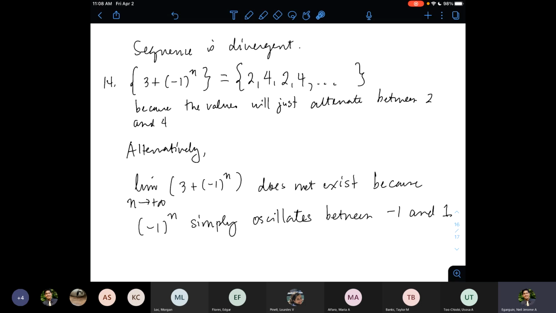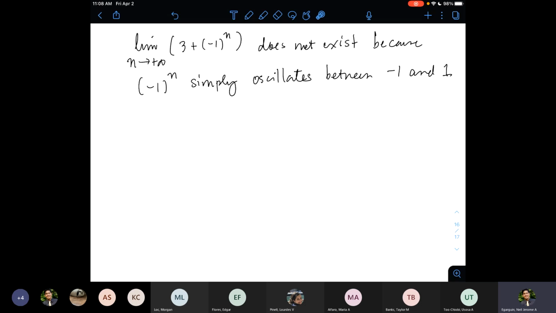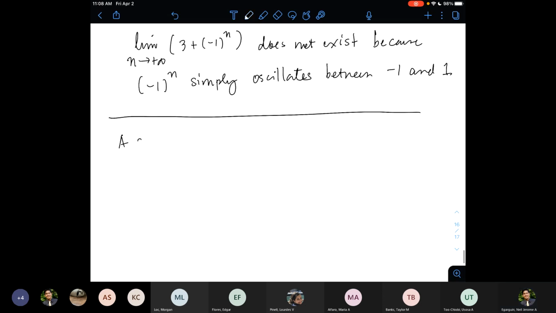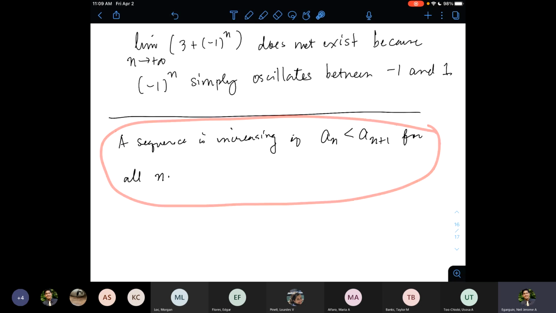A sequence is monotonic, or is a monotone, if it is either increasing or decreasing. And being increasing or decreasing is a big thing to ask, because when we say that the sequence is increasing, if a sub n is always smaller than a sub n plus 1 for all n. So you see how restrictive this condition is.